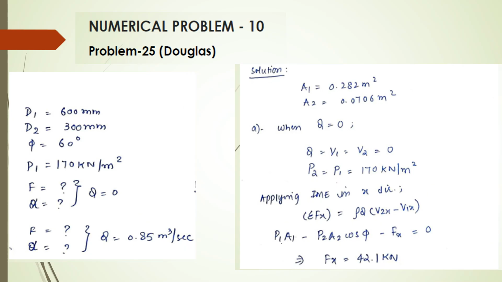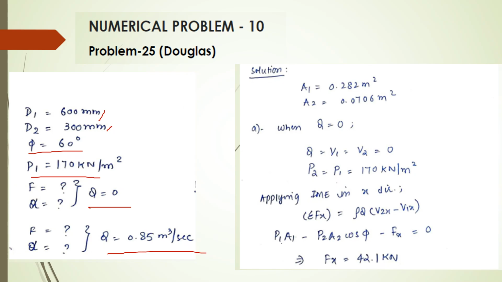Similarly, we can solve our numerical problem number 10, where the deflection angle for the bend is given as 60 degrees and P1 is given as 170 kilonewton per meter square. Diameters of the pipe are given. You need to find out the force and the angle of inclination when your discharge is equal to 0, the valve is fully closed. And you need to find the force and the angle of inclination when your discharge is equal to 0.85 meter cube per second. So you have a certain discharge flowing through the pipe. For that, the solution is given. You just need to follow the same procedure.